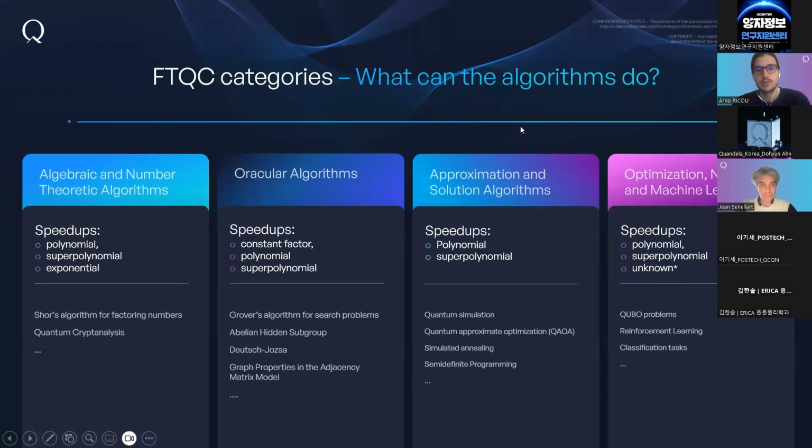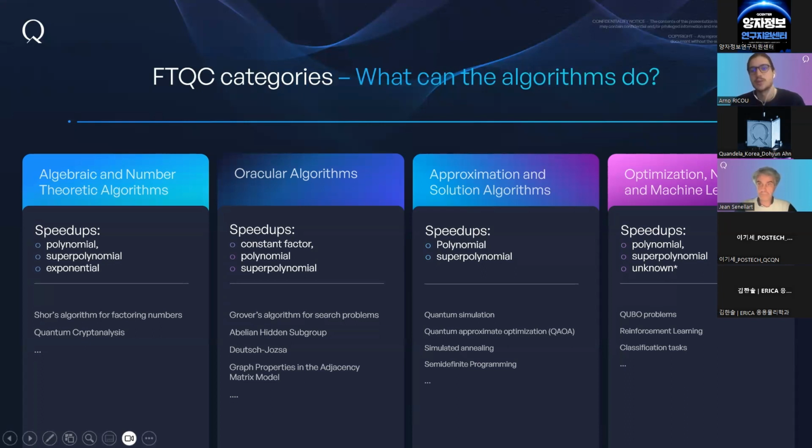Then we have a class of algorithms called approximation and simulation algorithms, where we can get speedups from polynomial to super polynomial, and algorithms such as quantum simulation. QAOA is one of those. It's an approximation to solve optimization problems. We also have simulated annealing in this category, and quantum semidefinite programming.